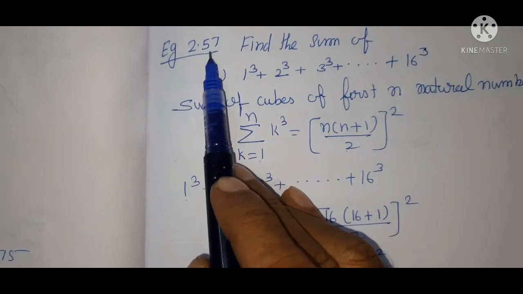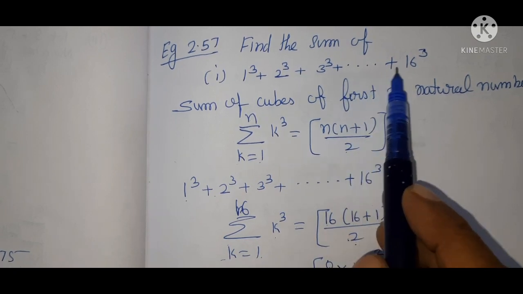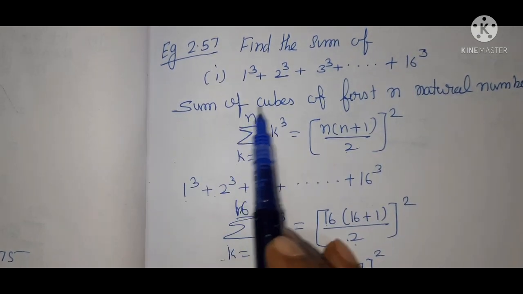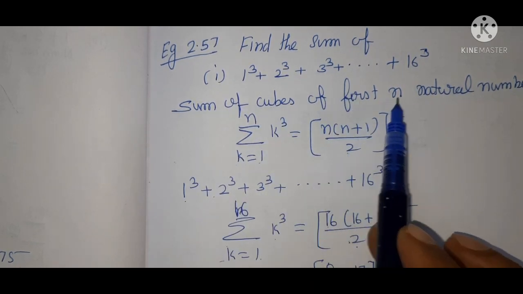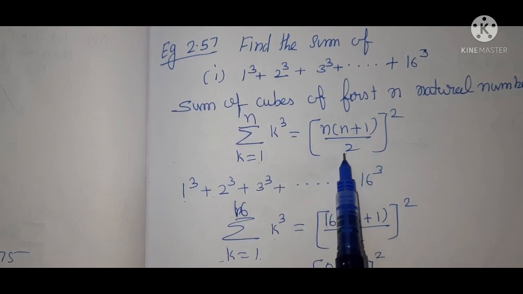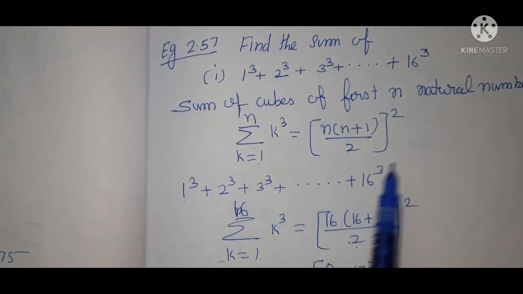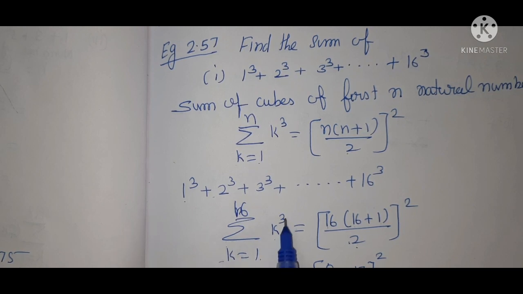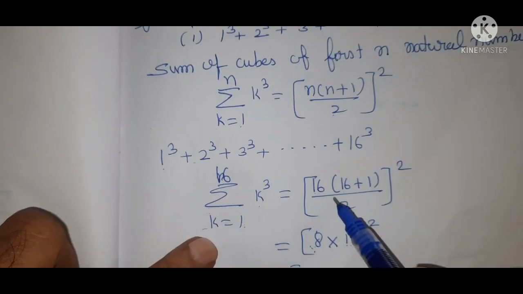Example number 2.57. Find the sum of, first sum, 1 cube plus 2 cube plus 3 cube and so on plus 16 cube. Here given cube numbers. So the formula is sum of cubes of first n natural numbers: sum of k cube, k is equal to 1 to n, is n into n plus 1 by 2 the whole square. Given sum 1 cube plus 2 cube plus 3 cube and so on plus 16 cube. Here n is 16. Sum of k cube, k is 1 to 16: 16 into 16 plus 1 by 2 the whole square.